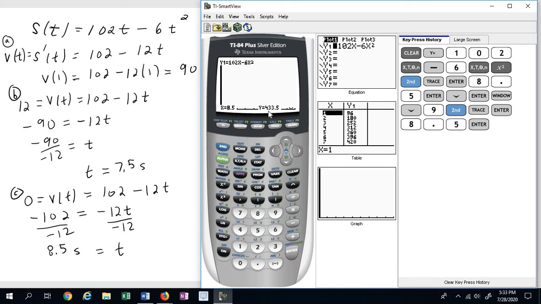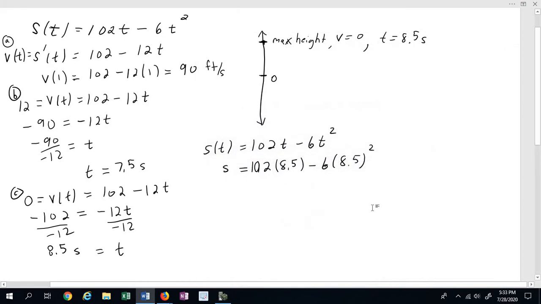And you can see the y value does land in the range of y values that I had in the window. It's 433.5. And of course, this is in feet because the distance here, or the position, is measured in feet. And the time is measured in seconds. Okay, so that's part C.